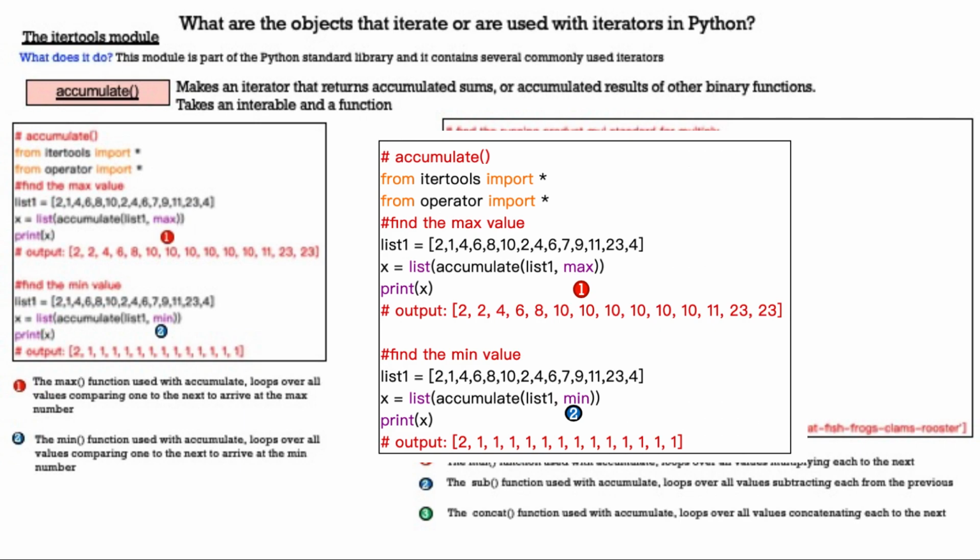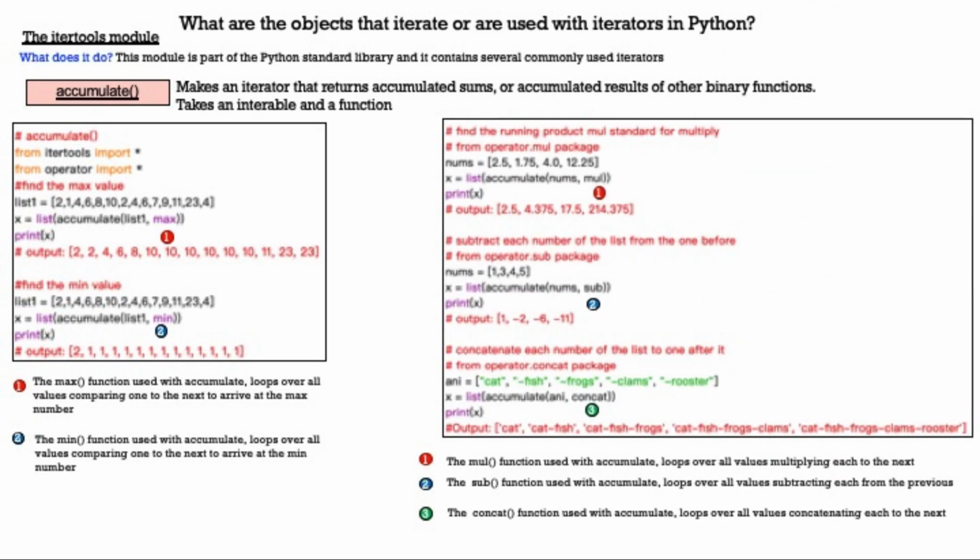So list1 is 2, 1, 4, 6, 8, and so on. Then x equals list accumulate. List1, we pass it as the first argument, and max as our function. And you see what it prints out: 2, 2, 4, 6, 8. So it evaluates each one of these against the one after it, and it says, are you larger? Are you larger? And it keeps going until it gets a larger number and takes that output. We do the same with the min, and it does the same thing. It takes in 2, then it evaluates 2 against 1. Oh, you're less. Against 4, you're less, and it just stays with 4 the whole rest of the way. Pretty neat.